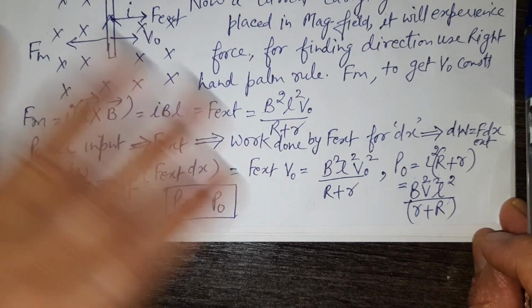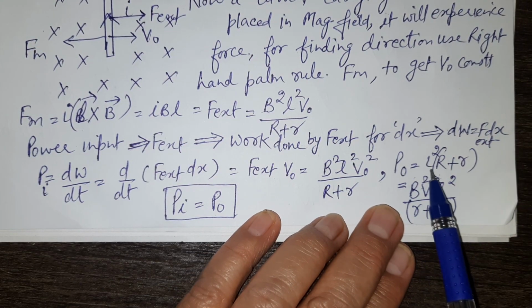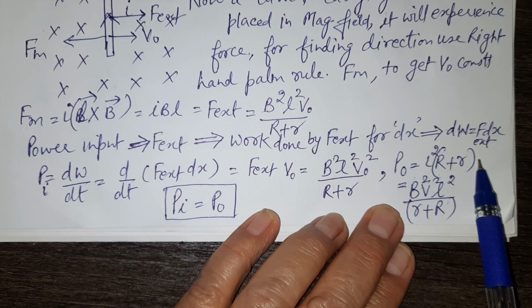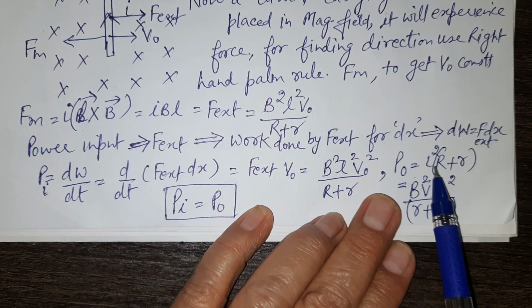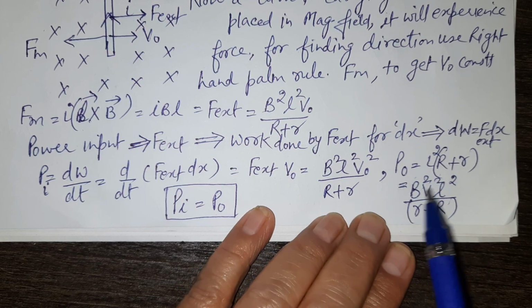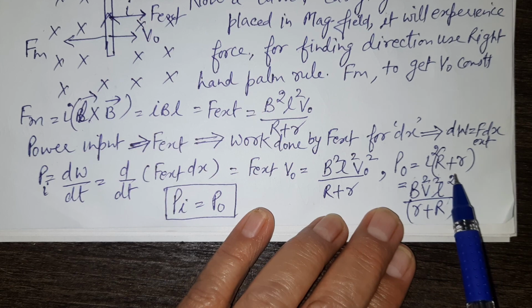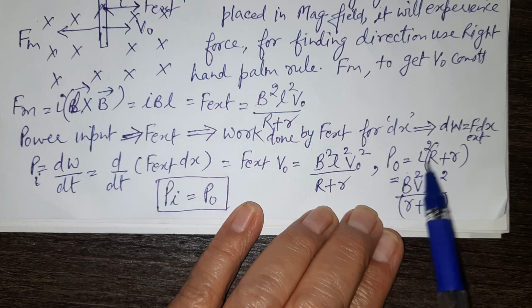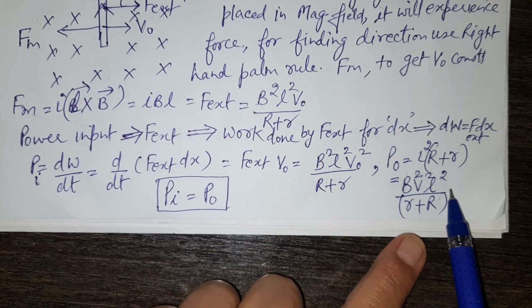And power output. Power output means current into voltage, or we can write I square R from the second chapter. Output power is equal to I square R. So we have used two concepts, one from mechanics, another from current electricity. So P naught is equal to I square R; putting the value of I, we will get this one. So output power is equal to input power.